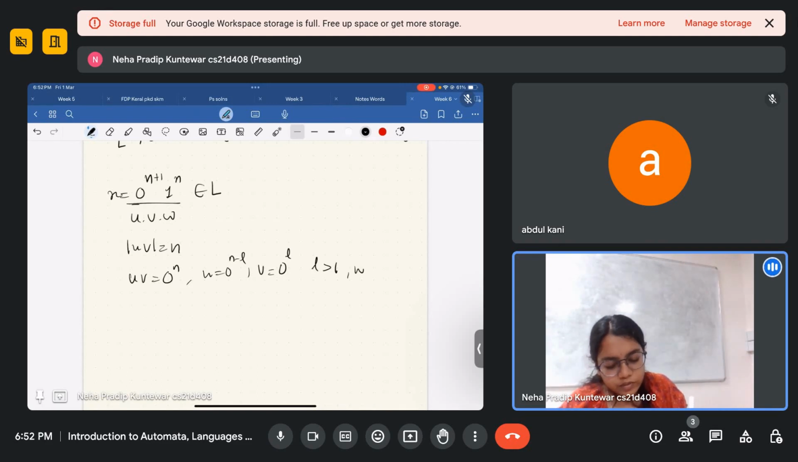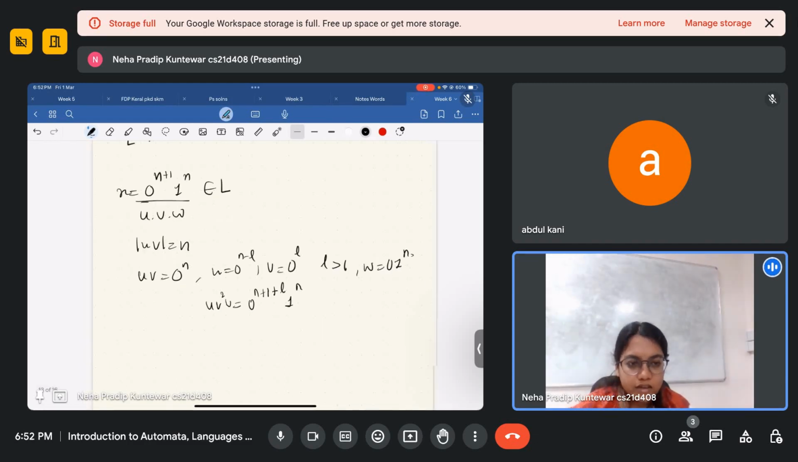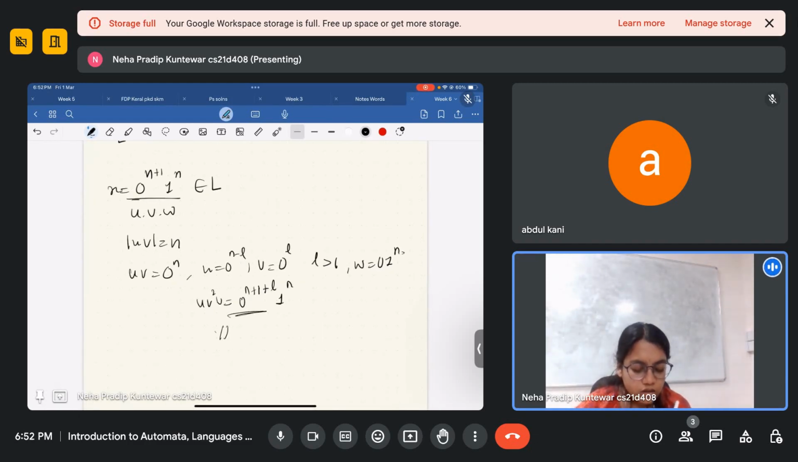Okay, and W is nothing but 0 followed by 1 to the n. So what happens now is, if you try to do pumping, you get U V squared W. This happens to be 0 to the n plus 1 plus L, followed by 1 to the n. So since L is greater than 0, the number of zeros is clearly more than the number of ones, and so this string would end up in L.